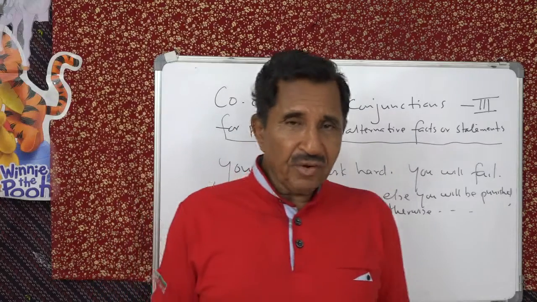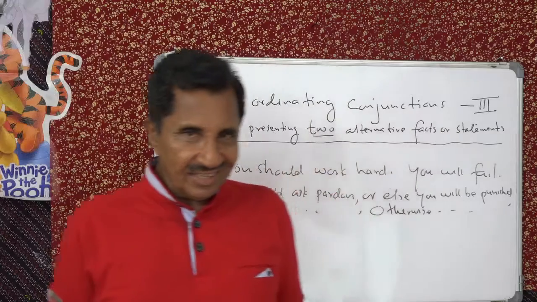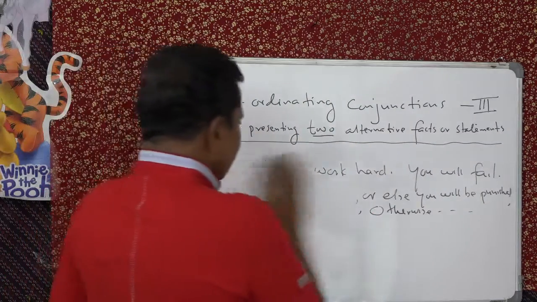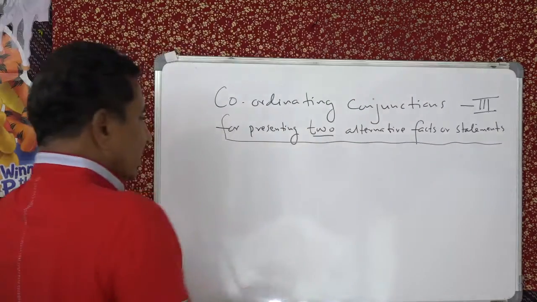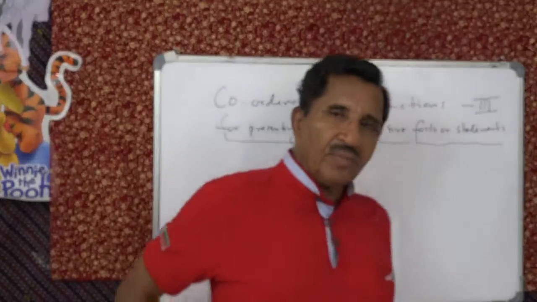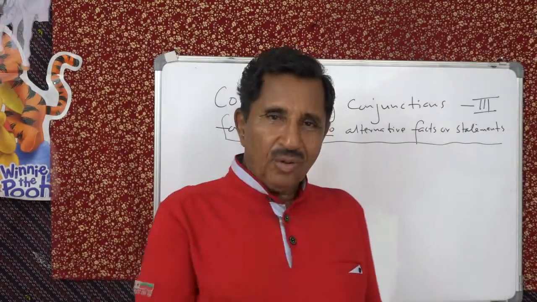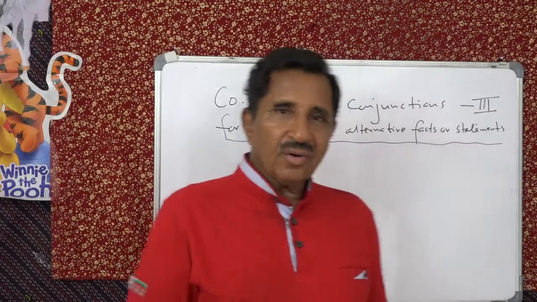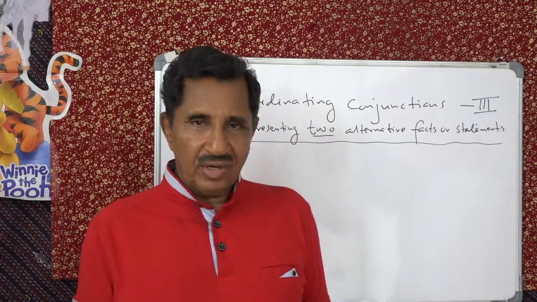You should run fast or else you won't get the train. Understand? So it's simple lessons you can see. Make as many sentences as possible from your life situations. Understand? So once again, if you go through, what will you find? You can see alternatives are connected by or, second either or, negatives neither nor, or otherwise, or you have got the or else.